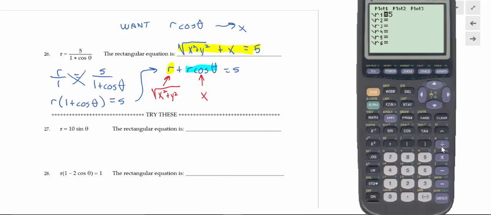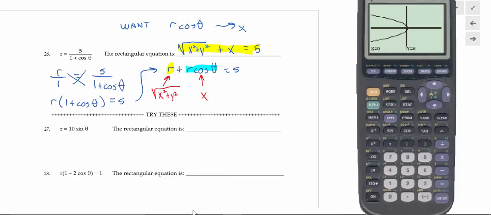Let's put in 5 divided by, then you've got to go parentheses, 1 plus cosine theta. And let's start by graphing that in a standard window and see what we get. It's probably an ellipse, possibly. Or it might be a parabola also, now that I think about it. Let me zoom out on that just a little bit here. It's because of the way the square root is. Yeah, it's a parabola. Okay.